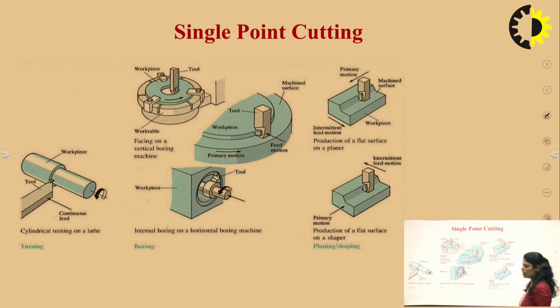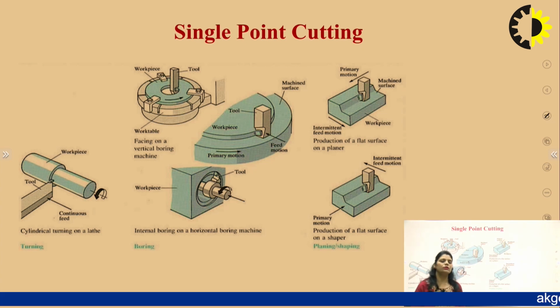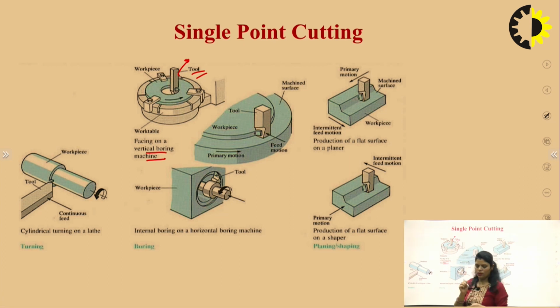Now, we come to the single point and multi-point cutting tool. A single point cutting tool is one where only a single point is in contact with the workpiece. For example, we can see here facing on a vertical boring machine. The facing operation takes place here, and this is our tool. It is the single point cutting tool, in contact with the workpiece with the help of a single point only.